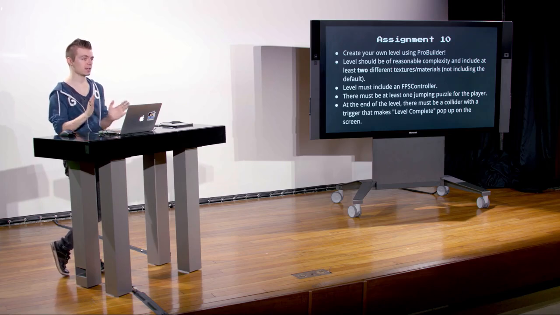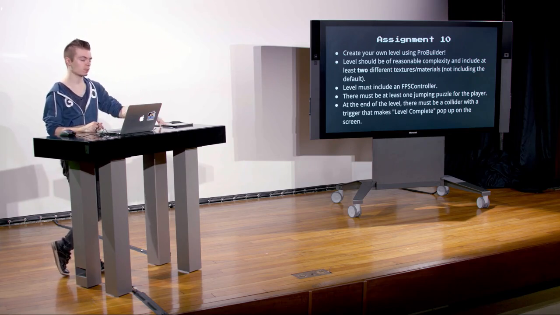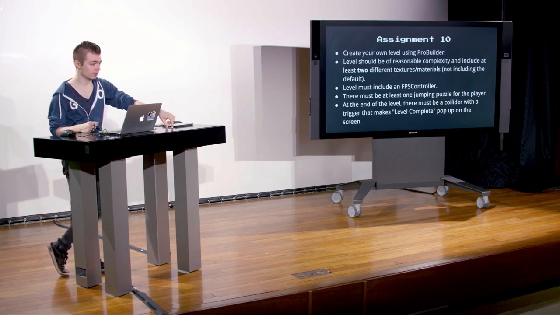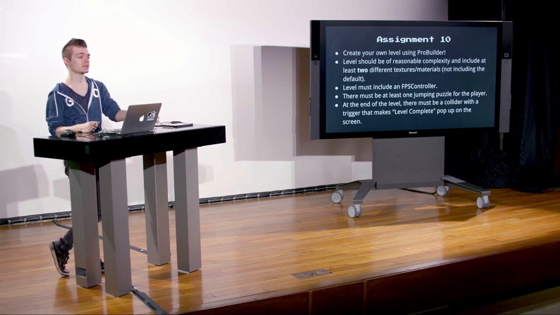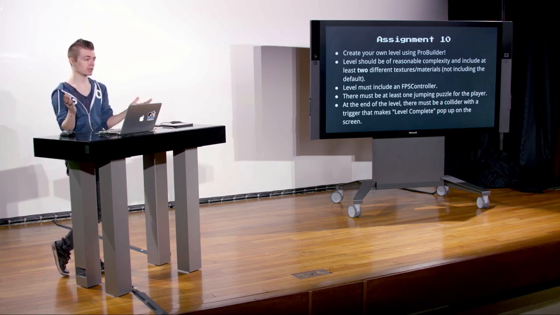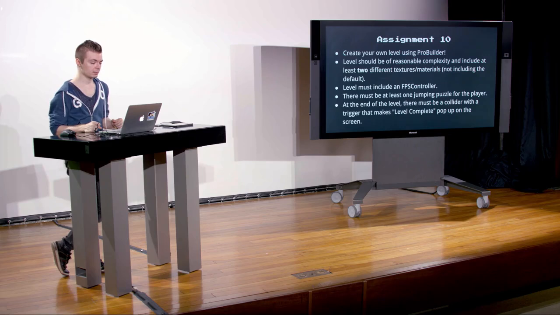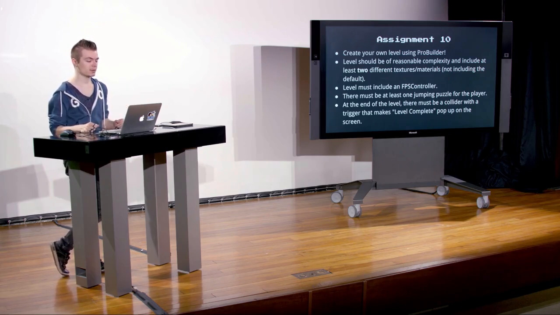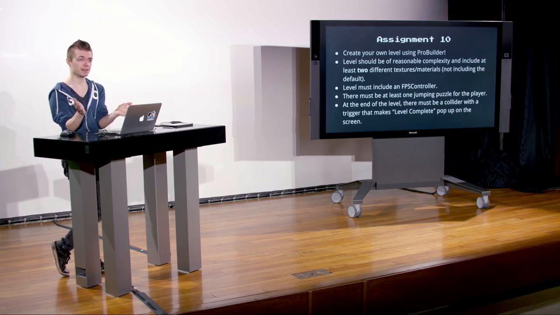And have 2 different textures or materials. So you can just import whatever texture you want, or you can go to a website that allows you to procedurally create a texture, and you can assign it to a material, put it in the material editor of ProBuilder, and then use that to assign it to a face or to the whole object if you want to. But it should be at least 2, not the default. So to make it a little interesting, you can use many more if you want to, but only 2 are required. So this should be kind of like a complete scene.